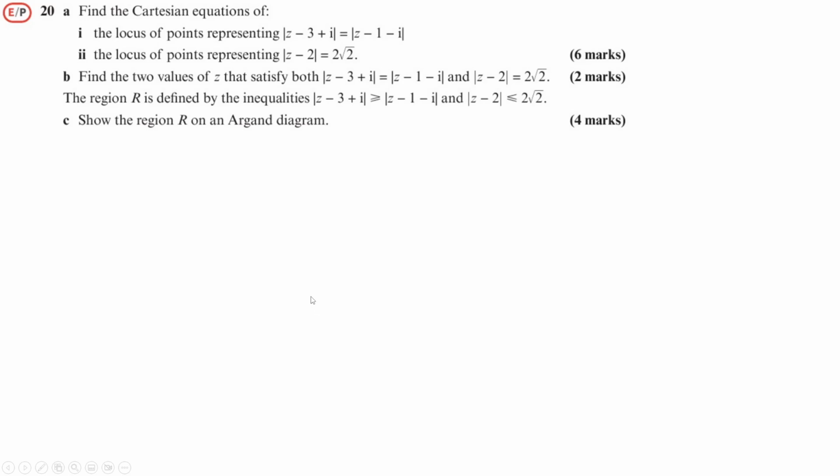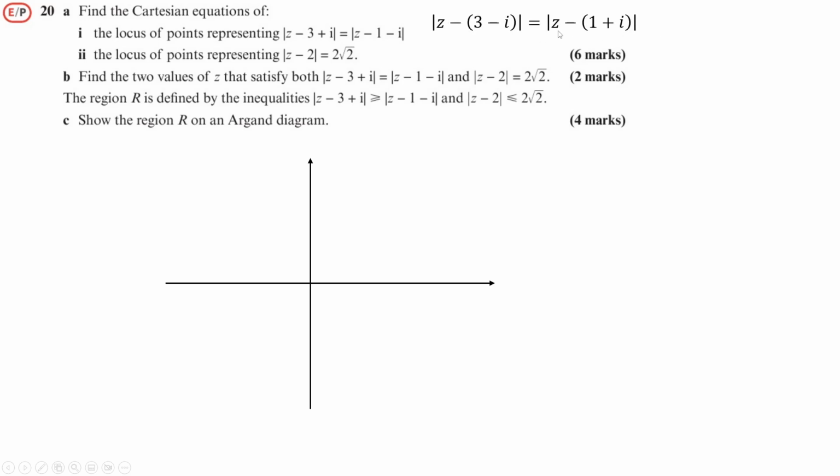Okay, so now on to some exam practice questions. The locus of points representing this is a perpendicular bisector. So just draw a diagram and then put the minuses in, as you should always do when you first start. You've got 3 minus i and then 1 plus i. So just put them in. I've actually put this on a Cartesian grid. It's fine, I think.